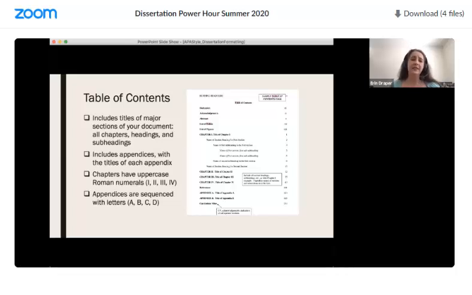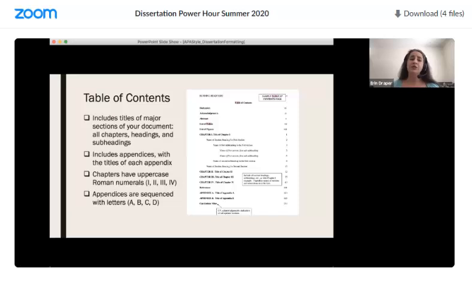It's going to include all of the major sections of your document, so chapters and then headings and subheadings, as well as appendices as they're incorporated into your table of contents. It'll include the title of each appendix.